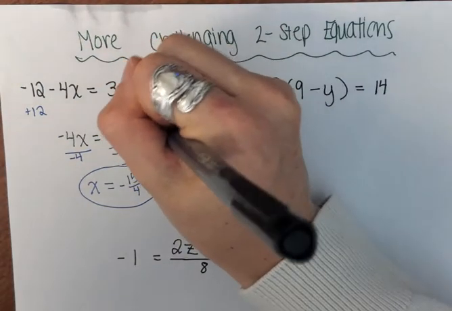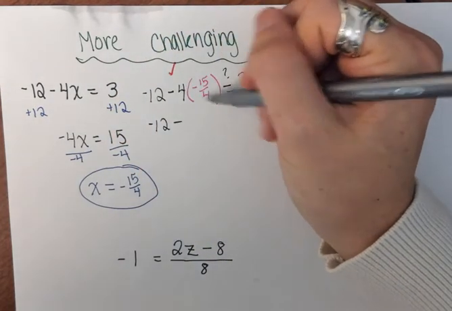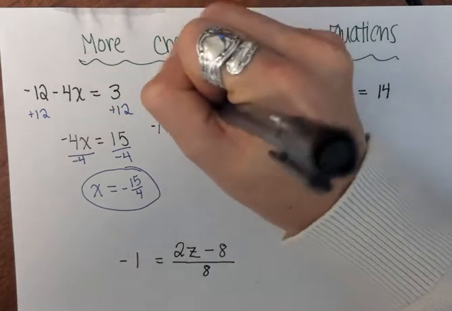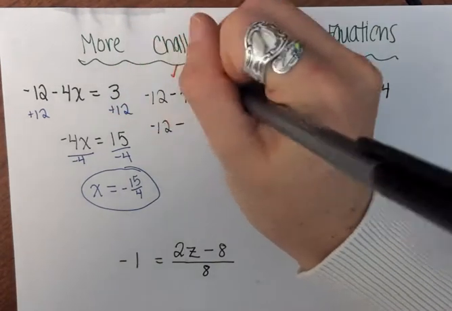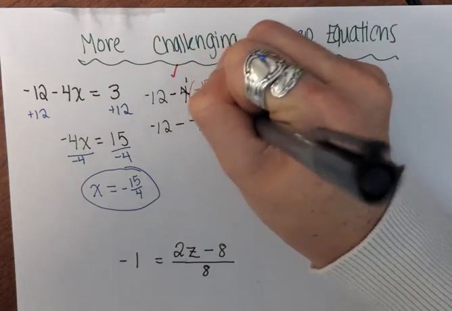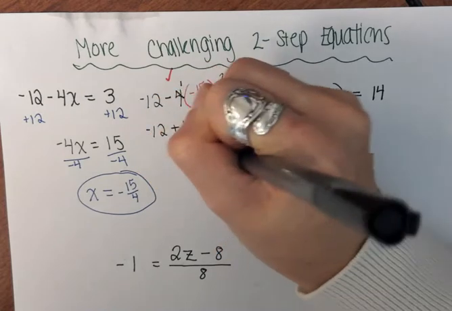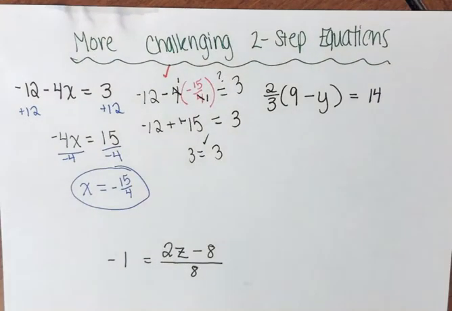So we would do negative 12 minus, and then we could multiply these together, cross simplify here, 1, 1, so it would be a minus negative 15 equals 3, and this would of course turn to plus, so 3 equals 3, which checks our answer.